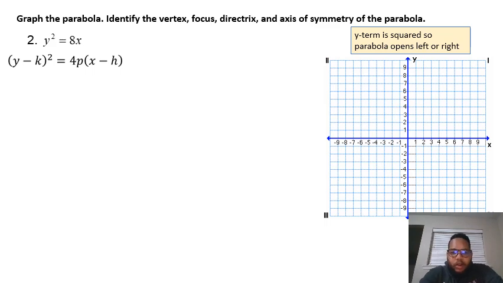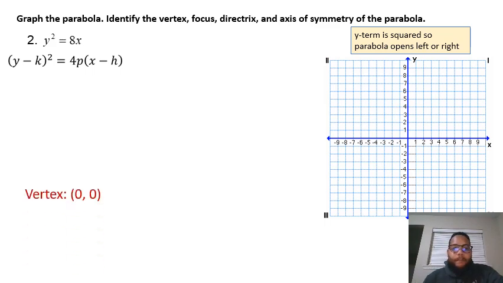So in this current problem, we have to graph the parabola. We have to identify the vertex, the focus, directrix, and axis of symmetry of the parabola. So in this example, we notice that we have a y squared. So because the term is y squared, that means we're going to either open to the left or the right. Now because we have a positive number in front of the x, that means we're opening to the right.